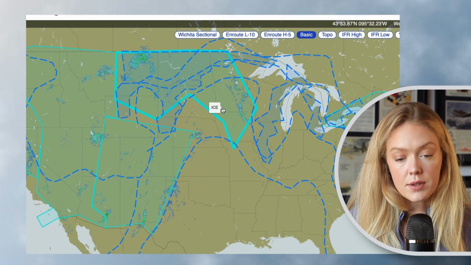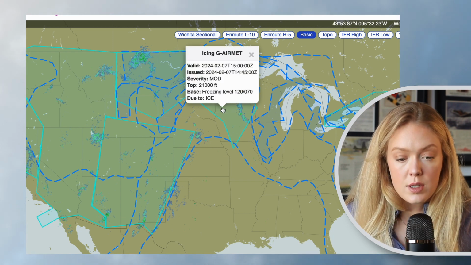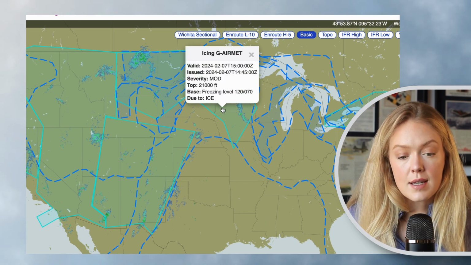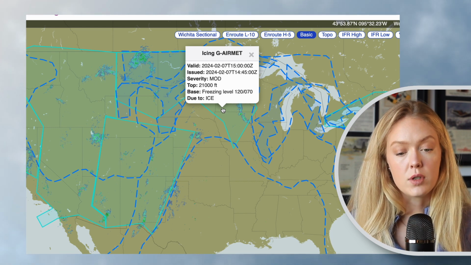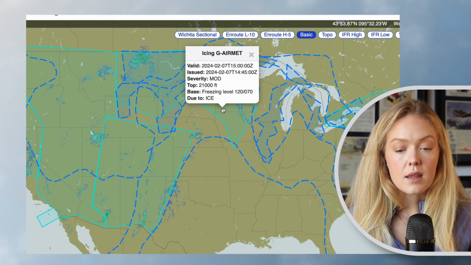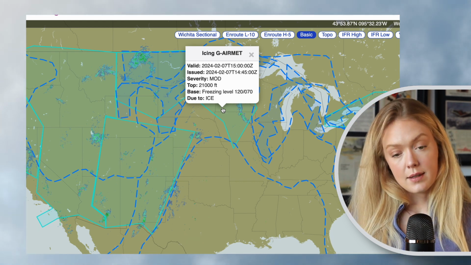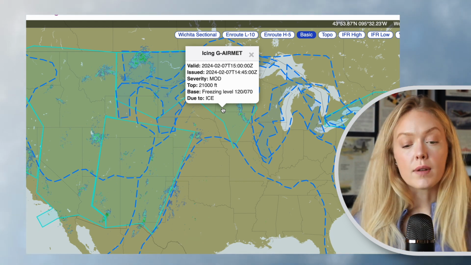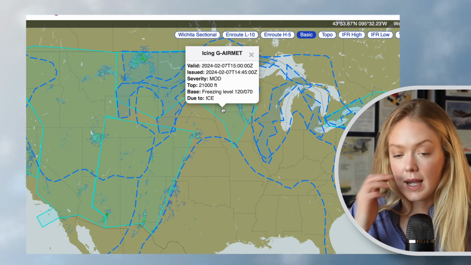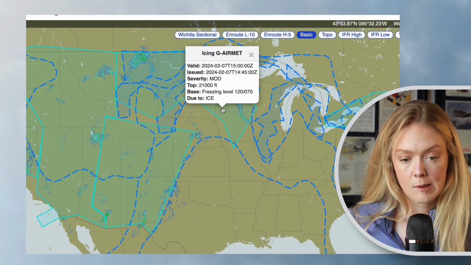Let's see what the levels are for those. This one that's over the Dakotas is between the freezing level and the tops of 210. They are saying the freezing level is between 7,000 and 12,000. Realistically, you could fly below 7,000 feet and stay out of freezing conditions.